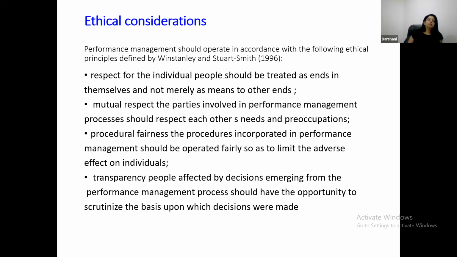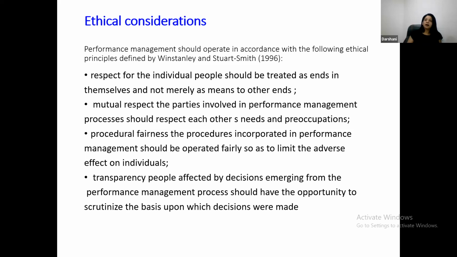And procedural fairness: the procedures incorporated in performance management should be operated fairly so as to limit the adverse effect on individuals. What does that mean? It means there are procedures in organizations, right? You have to be very fair on procedures. Let me come to this one.